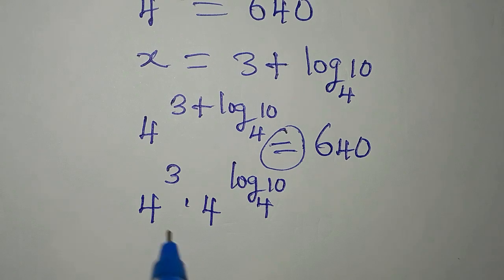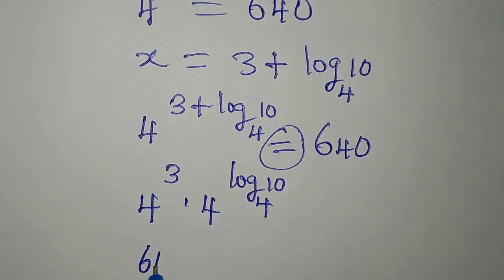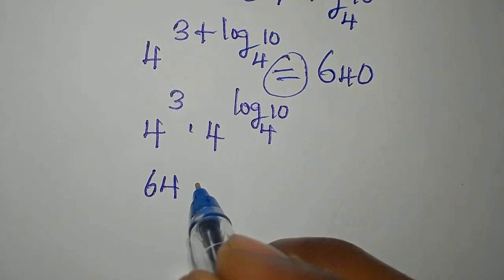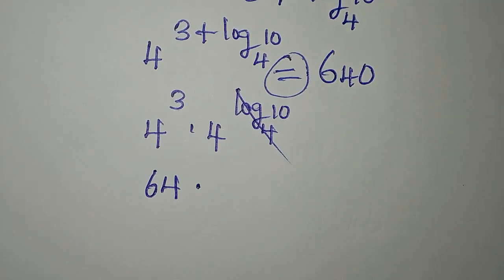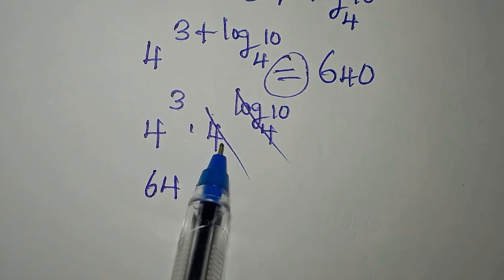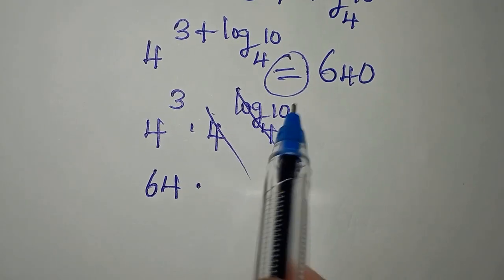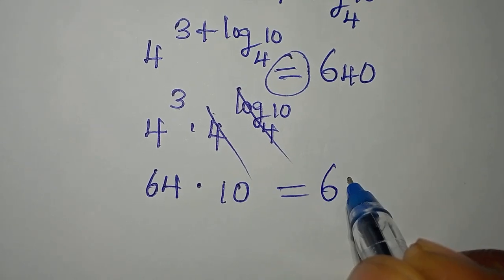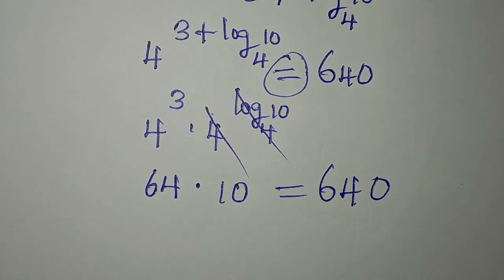Now, 4 to the power of 3 is 64, because it is 4 times 4 times 4, then multiplied by 4 to the power of log to base 4. The log will go with this 4. And now we have this to multiply by 10. And 64 multiplied by 10 gives us 640. Trust me, that is what we had on the right hand side of the equation.